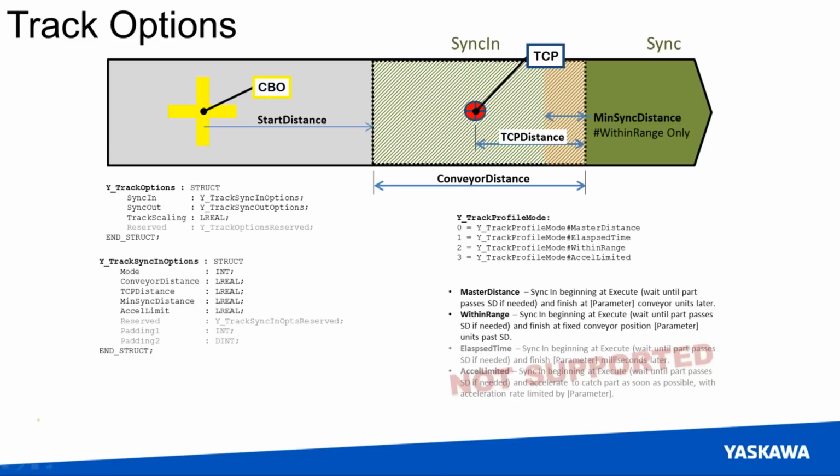In the event that we're using within range, we talked about how if the part gets too close to the end of that sync zone, we might just want to not try to catch up to it because it would have to go too fast. And we call that the minimum sync distance, or min sync distance. And again, that's number of units from the end of the sync in. The sync out, which is not going to be shown on the screen, has only one element that's really of use, which is the conveyor distance. And that is how far the conveyor is going to move while we sync out. The tool, if we get to the sync out zone, will always stop halfway through.